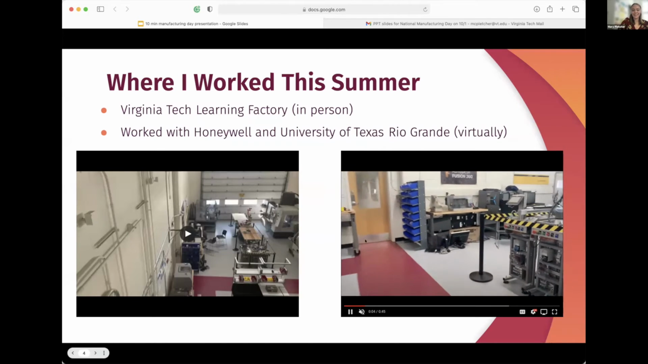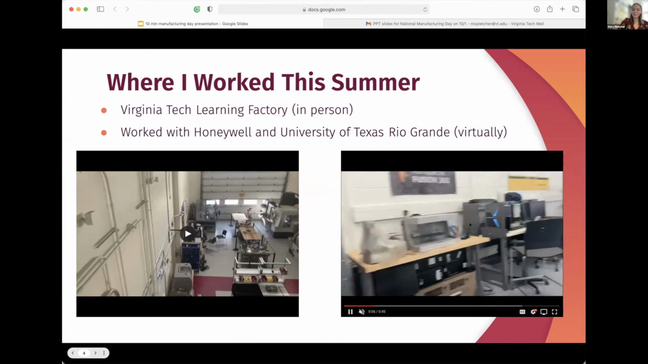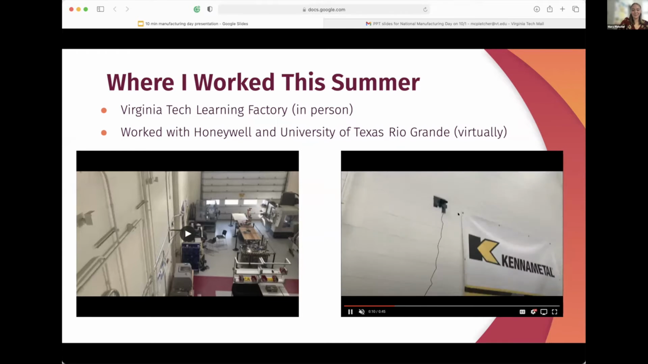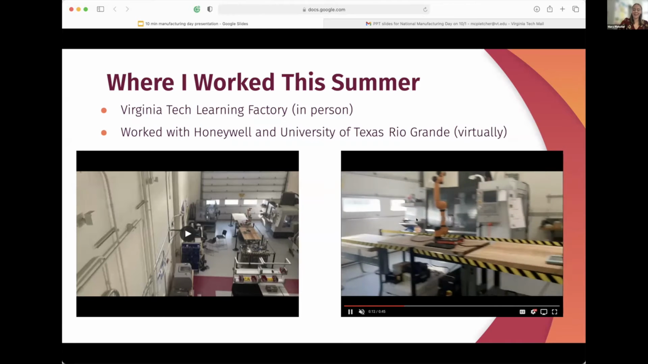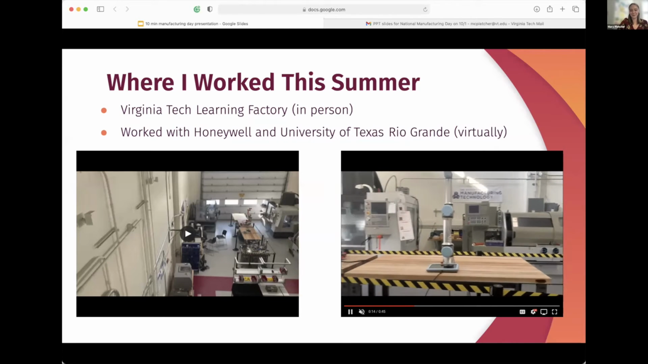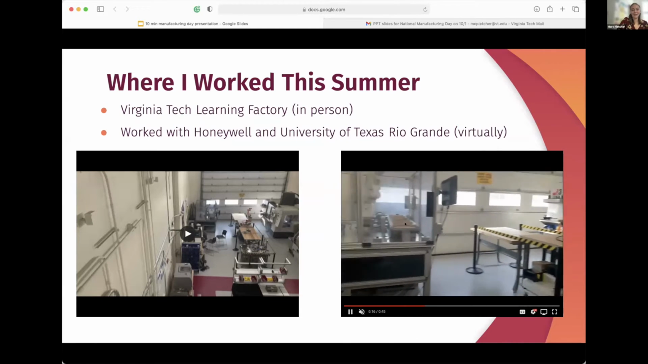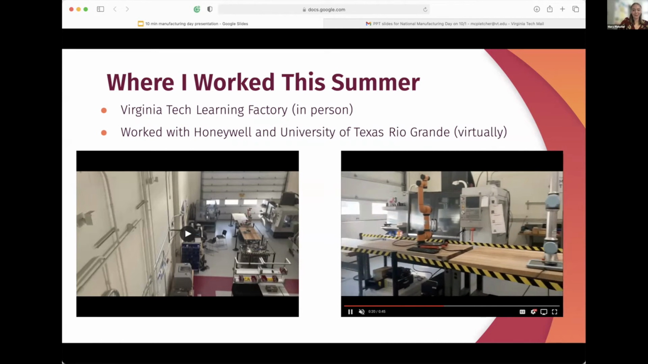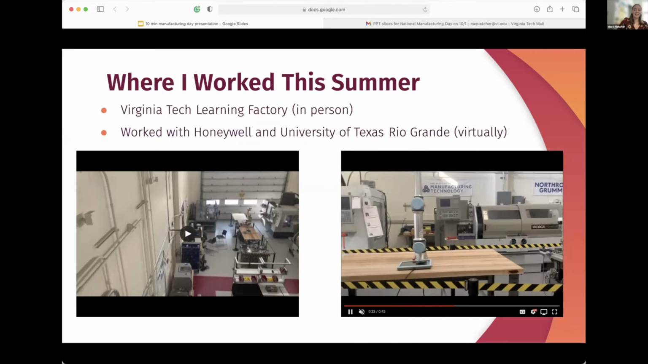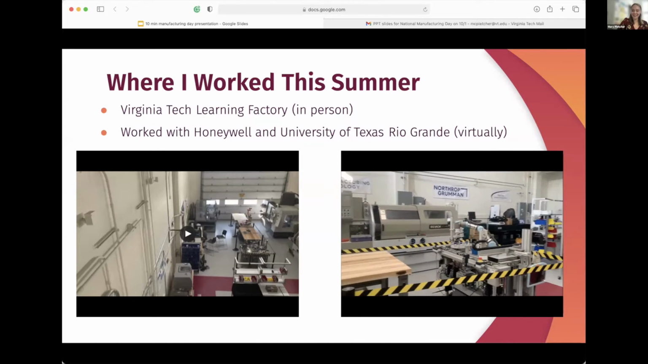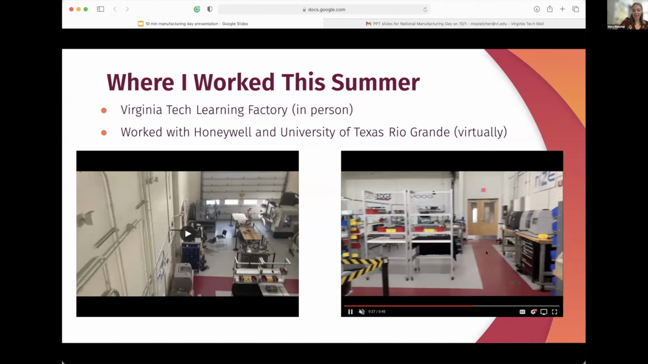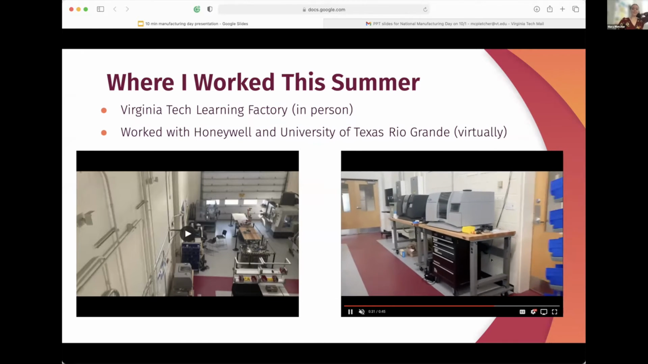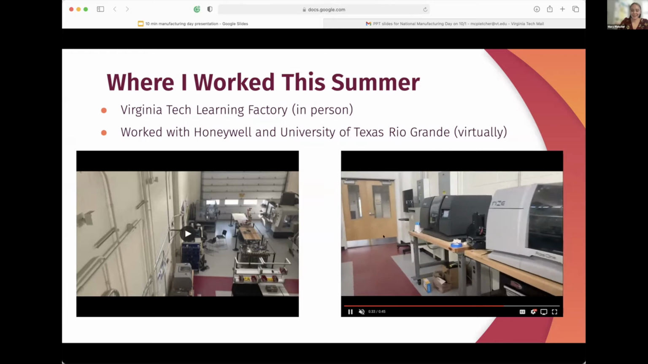So you can see here, this is just some workspaces. In the background, you can see some sponsors of the lab. That's a camera that was being used for another project we were working on using these robot arms that are in the learning factory. And in the background, you can see other machines that are available at the learning factory here at Virginia Tech. And up here, you can see some 3D printers that are used in the lab.